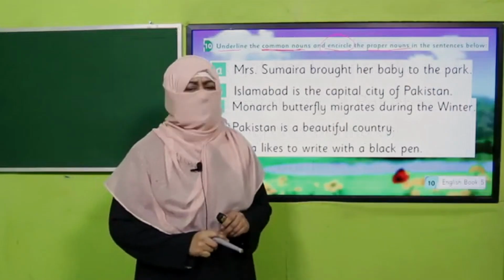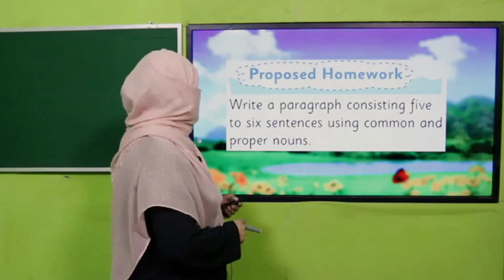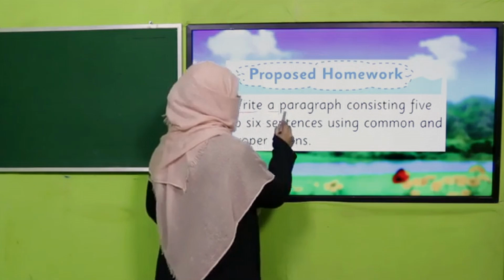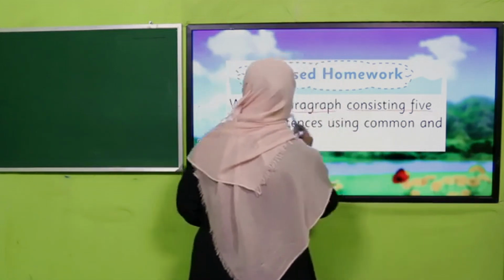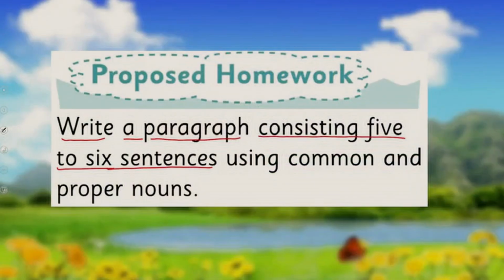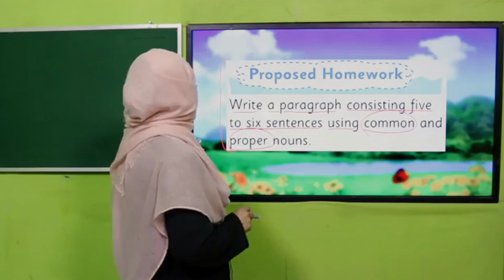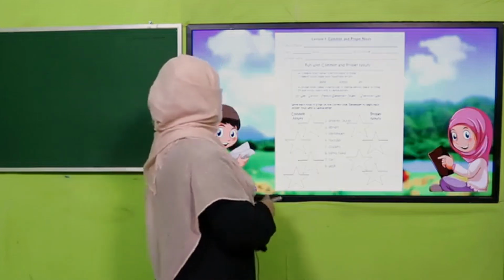Yes, my dear students, are you done with it? Good job. So let's give you a homework. What you are supposed to do, write a paragraph consisting of 5 to 6 lines, 6 sentences, and you have to use common and proper nouns both in the paragraph. I taught you paragraph writing, so you have to follow those rules. Okay, and it's a worksheet.